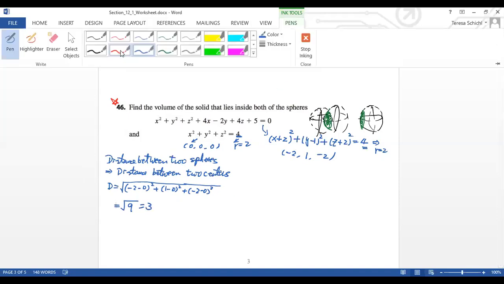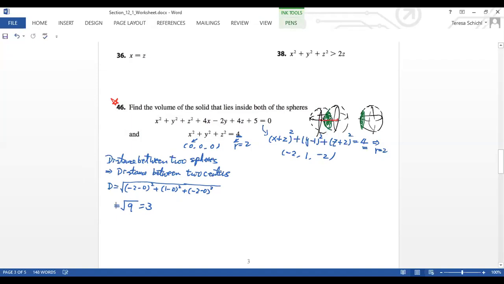So this is the distance between these two spheres. Because both spheres have radius 2, the region where they intersect has to be symmetric. So there's one cap here and another cap here.